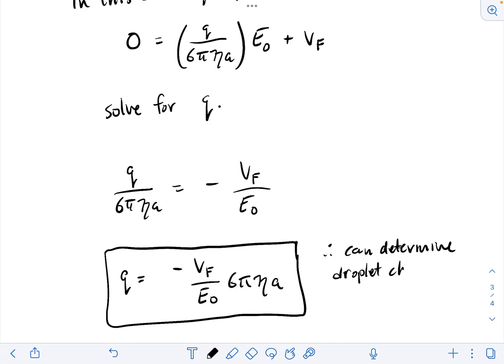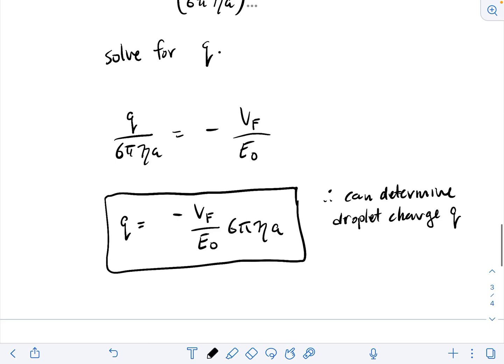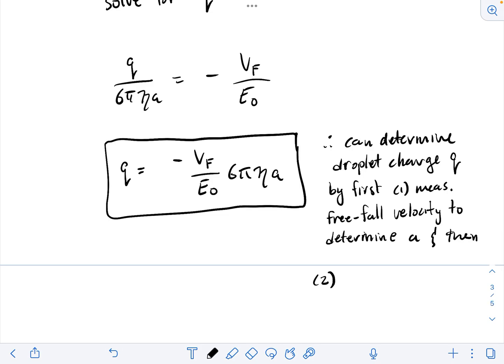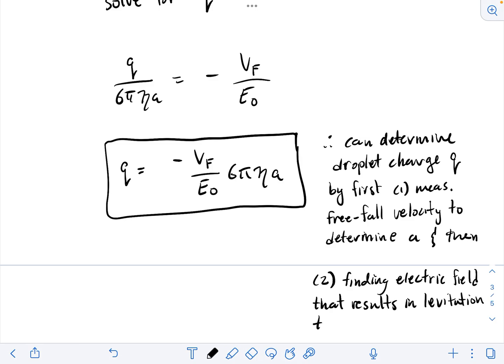Q, by first measuring the free fall velocity to determine the droplet radius A, and then finding the electric field that results in levitation to find the value of Q.